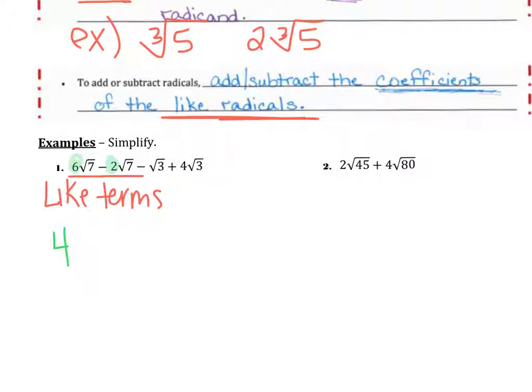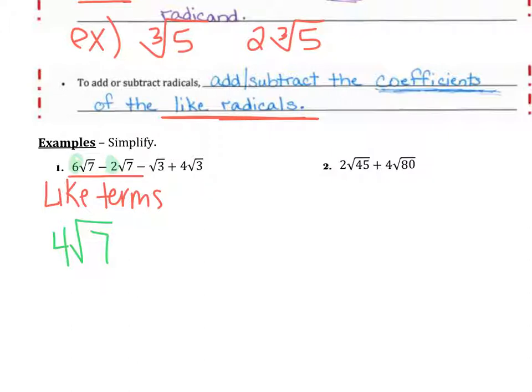Because remember, we're subtracting square root 7s. So for the first two terms, when I subtract 6 square root 7 and 2 square root 7, I am going to wind up with 4 square root 7. So the coefficient, the number in front, changes based on whether I'm adding or subtracting, but the radicand and the radical symbol will stay the same. So the 4 in front tells me how many of these square root 7s that I have.